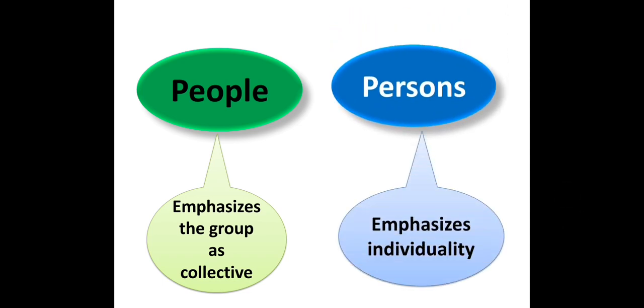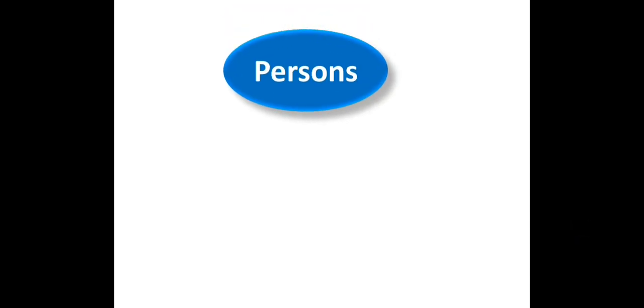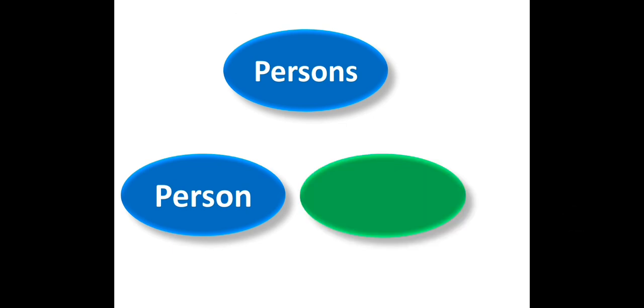People emphasizes the group as collective, and persons emphasizes individuality. If I ask you the difference between people and persons, the fast and loose answer will be that people is correct and persons is wrong. Right? There was a time in history when it was put forward that grammatically persons should be the preferred plural for the word person. But nowadays people is considered as the plural for the word person.